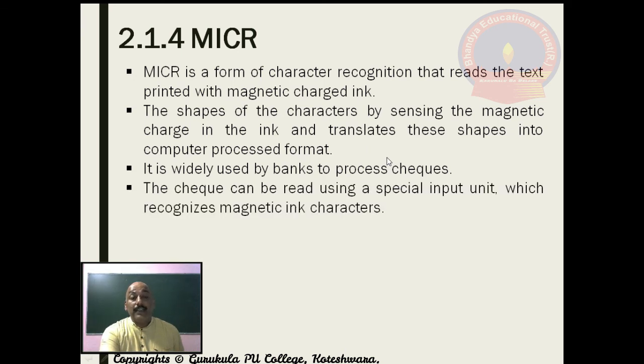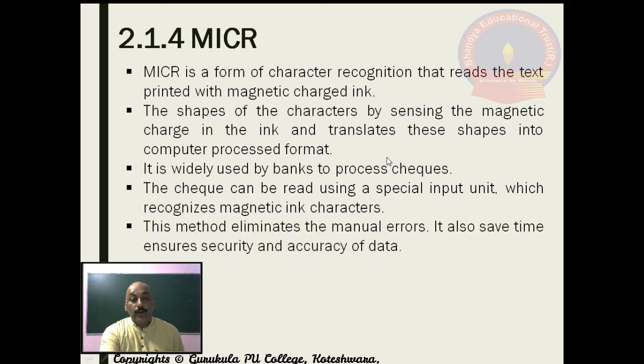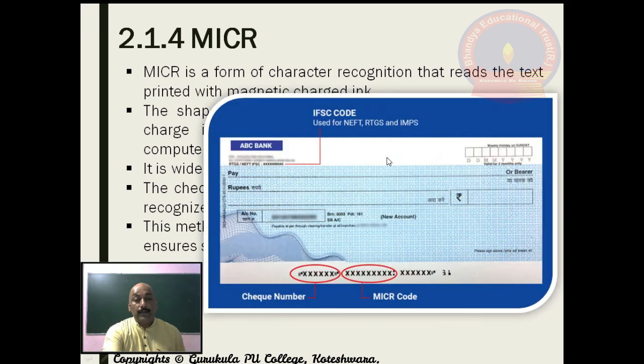The check can be read using a special input unit which recognizes the magnetic ink characters. So this method eliminates manual errors. For that purpose, they use magnetic ink on checks so that you get accurate data, as well as security. Now this is the way a check looks. In the check, down here, there is a value with the check number, and very next to it the MICR code will be there.